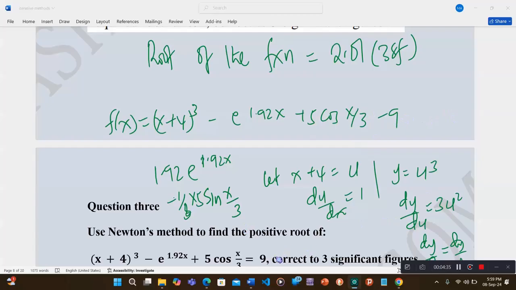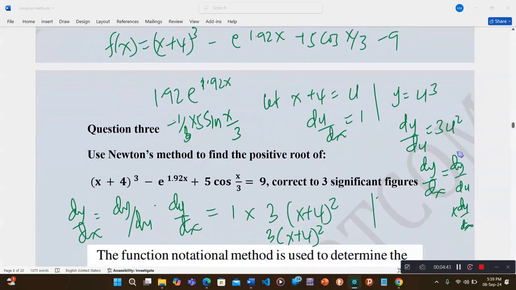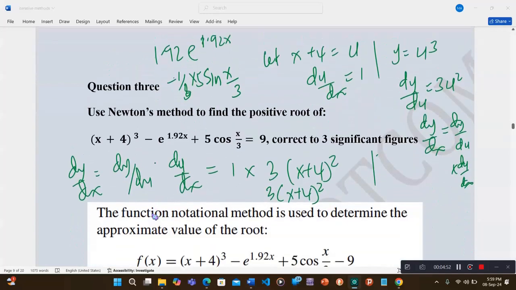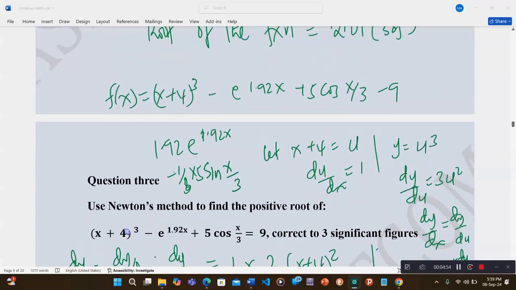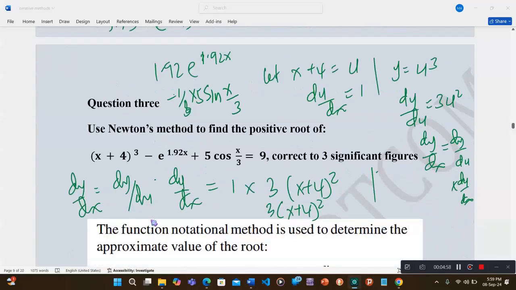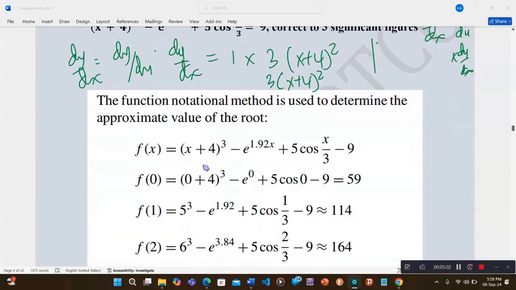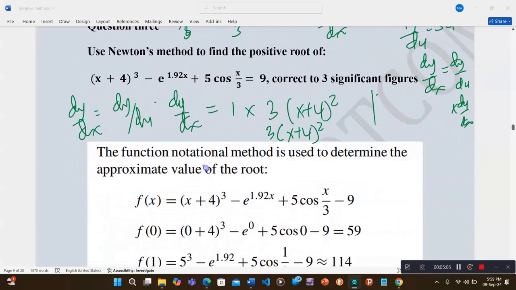You always move what is on the other side of the equal sign to the other side, and that becomes your function. Then I told you that the most important thing here is how to differentiate, because even if you know how to apply the Newton-Raphson method, if you can't get the derivative of this function, you cannot proceed, because the derivative of this function is needed in the Newton-Raphson method.